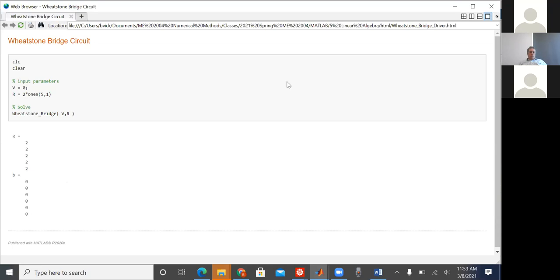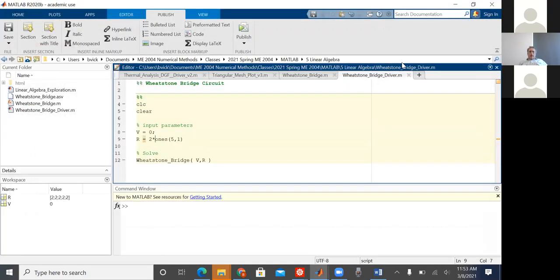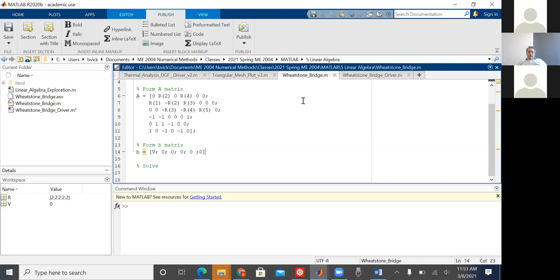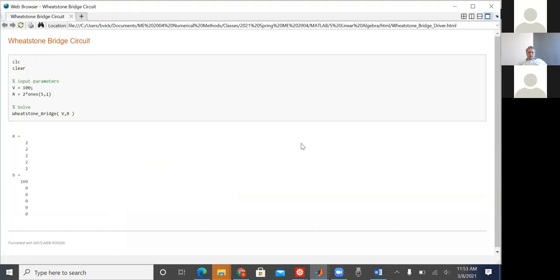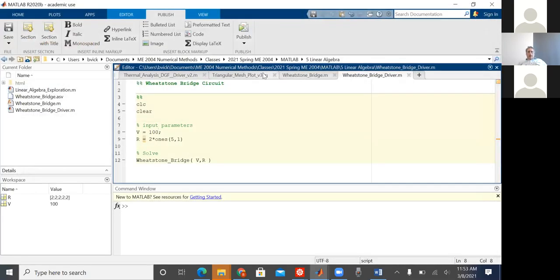B is all zeros. Again, a better test would be to put 100 volts in there to make sure we get something different. Some people might think I'm crazy doing this, but I get the thing right after a bunch of errors. So there you go, there's the B. It's got five zeros. That's what we want. Okay, we're making progress.